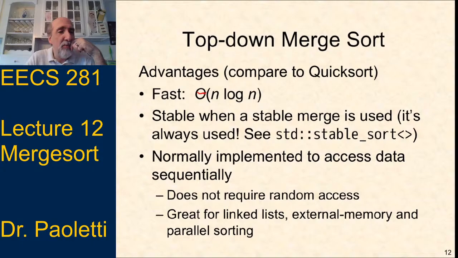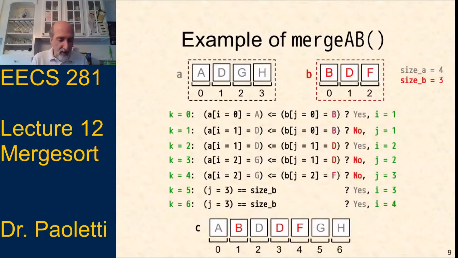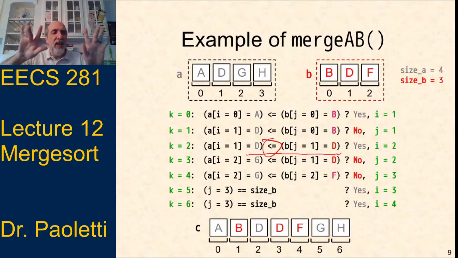Now it says it's stable when a stable merge is used. And there's a hint in parentheses: it's always used. What made our merging stable? What made our merging stable was right here. When we had to choose between the D's, we said less than or equal to, take from the left half. Because we had the left half and right half, if they're equal, D and D, if we take from the left half, the D we get must have been the first D. So merge sort will be stable as long as the merging step is stable.